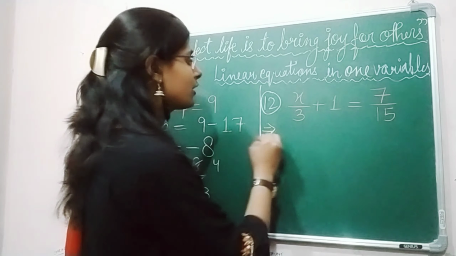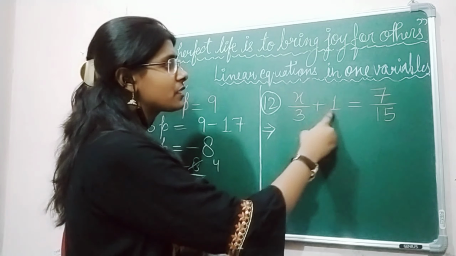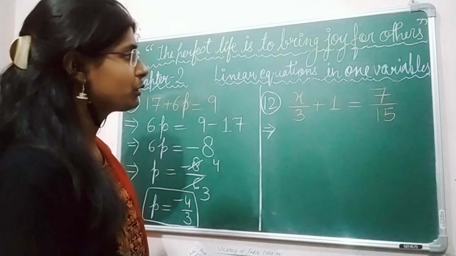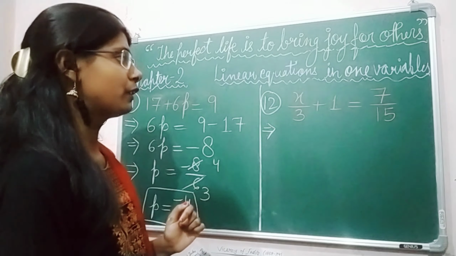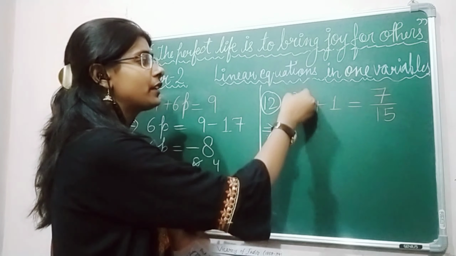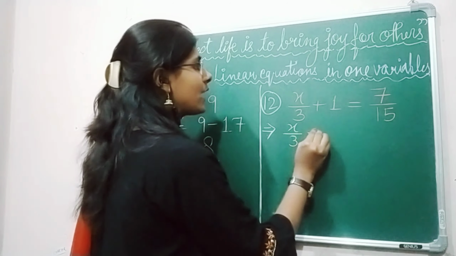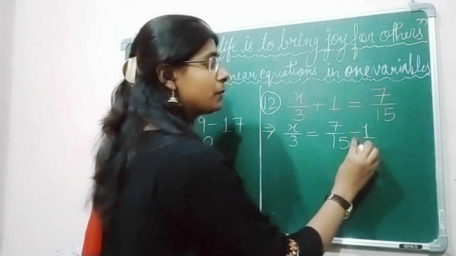Now let's see the 10th question of this exercise, which is x by 3 plus 1 is equal to 7 by 15. What do you think? X by 3 should be transferred there or 1? Definitely 1, because we need to separate the variables from the constants. So keep x by 3 here and transfer 1 on your right hand side. It would be minus 1.